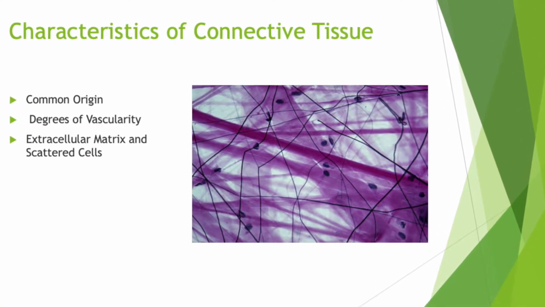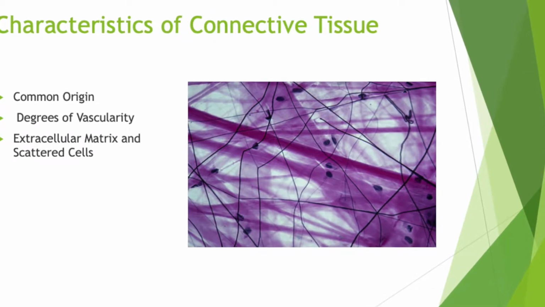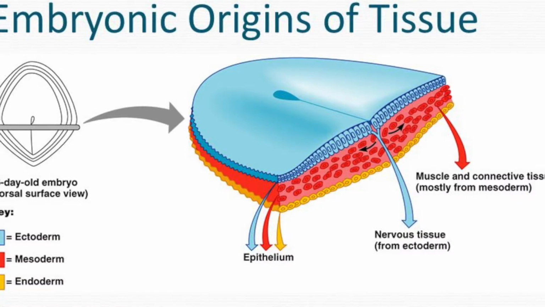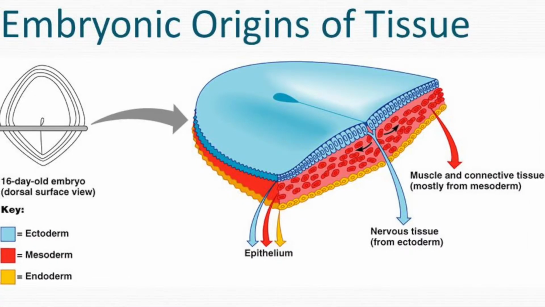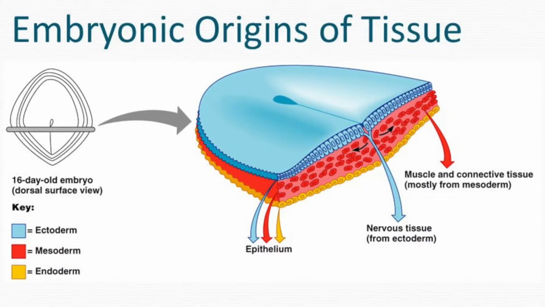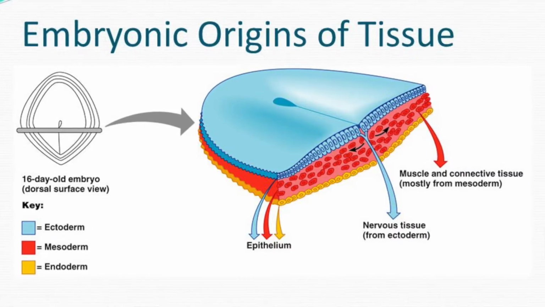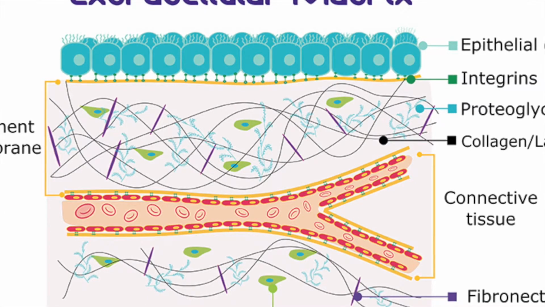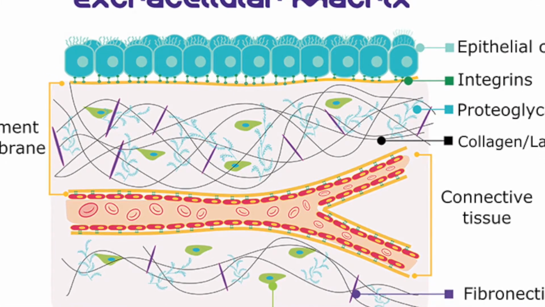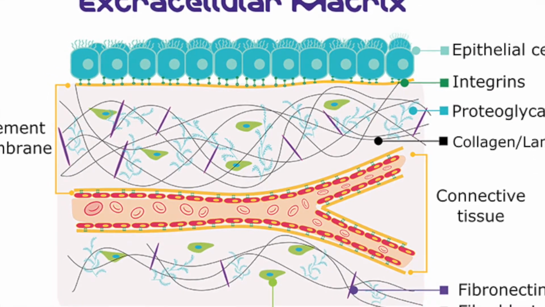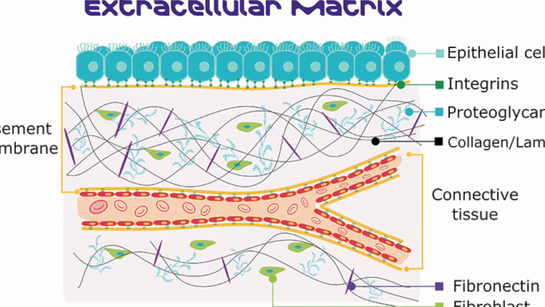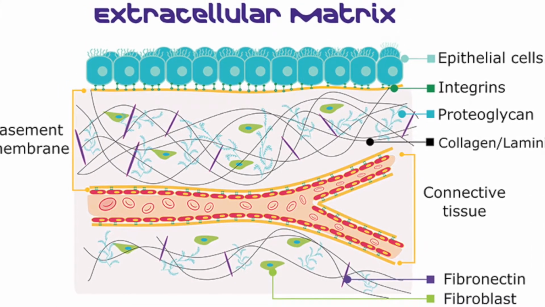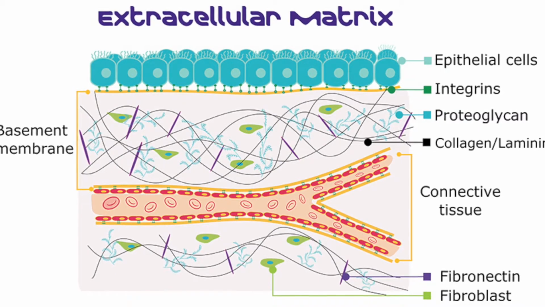The first common characteristic is the common origin. All connective tissues come from an embryonic tissue. The second are their degrees of vascularity. Depending whether it's cartilage, dense connective tissue, or dense irregular connective tissue, each tissue has a different degree of vascularity. The third is their extracellular matrix. Connective tissues are largely non-living extracellular matrix, which separates them from any other living cells of the tissue.